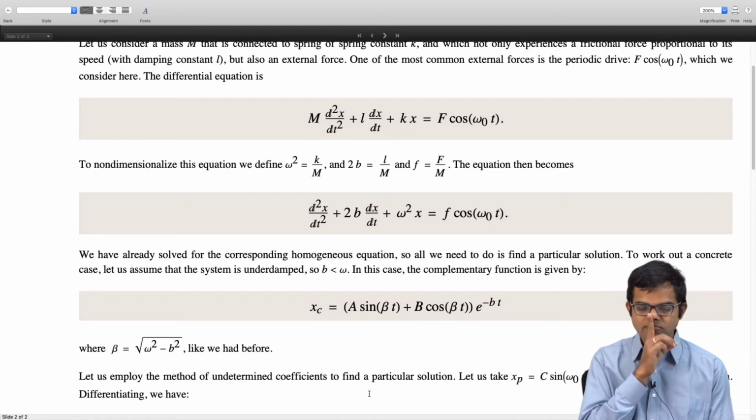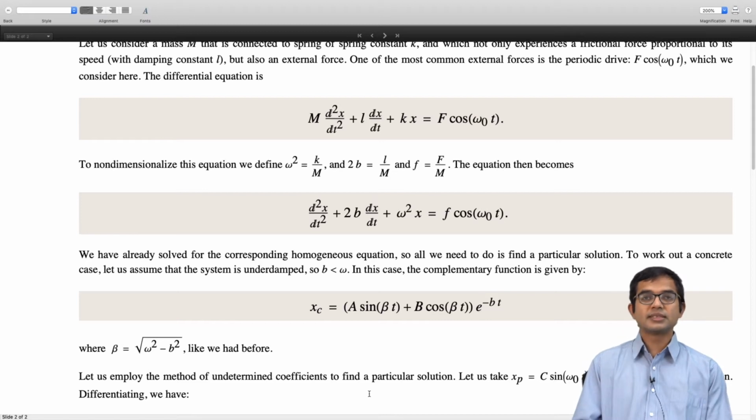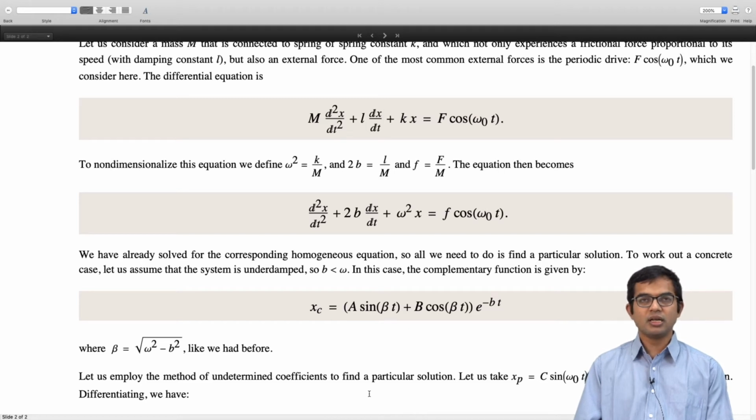Okay, so to find a particular solution, we look for a particular solution of this form: c times sine of omega naught t plus d times cosine of omega naught t. This is a trial ansatz that we make, right? We have seen how the particular solution should be made to mimic the drive, the externally applied force, right? So both cosine and sine have to go together in pairs.